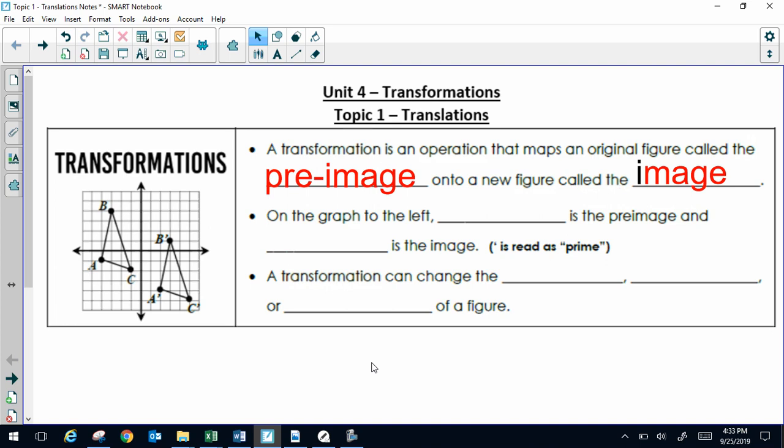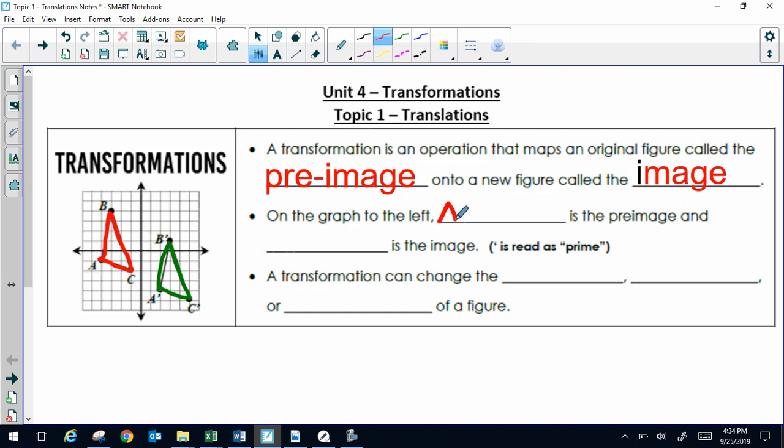So if we're looking at the graph over here to the left, you have two figures. You have this figure here of triangle ABC, and then you have this one that has the apostrophes over here of A, B, and C, but they have little apostrophes next to them. Those little apostrophes we call prime. So that is the original figure in red, and I'm going to draw it over here.